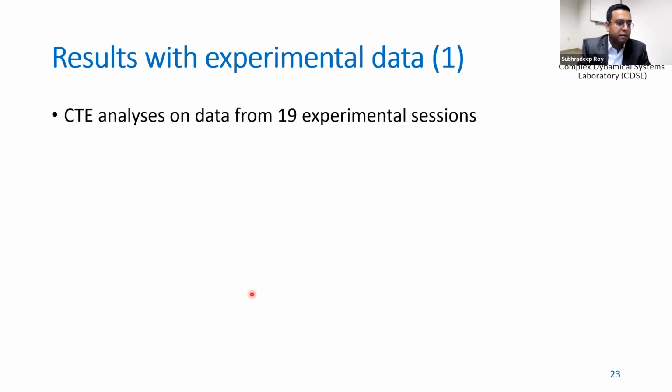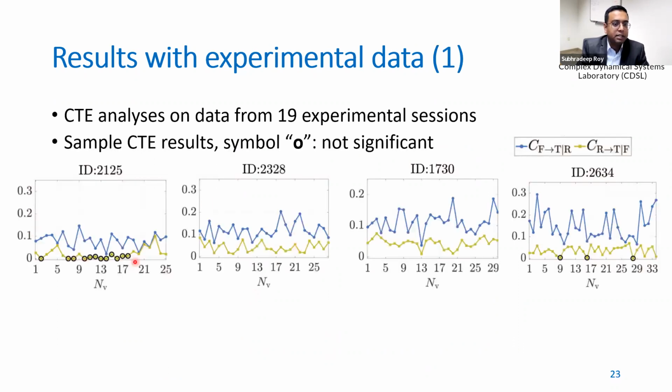So now we move on and apply this conditional transfer entropy on the 19 experimental sessions that we have the data from. And instead of showing all the results, I'm showing some sample results from 4 sessions. Those sessions came with certain IDs. The last 2 digits correspond to how many vehicles were there in that experimental session. For example, this corresponds to free flow as it has 25 vehicles. The other ones had 28, 30, and 34. These three correspond to the jammed flow.